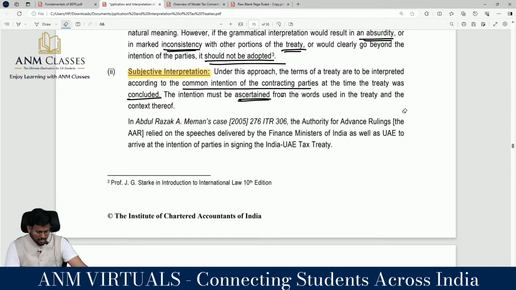Sir, in Abdul Razak versus Memon's case, sir, the Authority for Advance Ruling relied on the speeches delivered by the Finance Minister of India as well as the UAE to arrive at the intention of the parties in signing the India-UAE tax treaty.